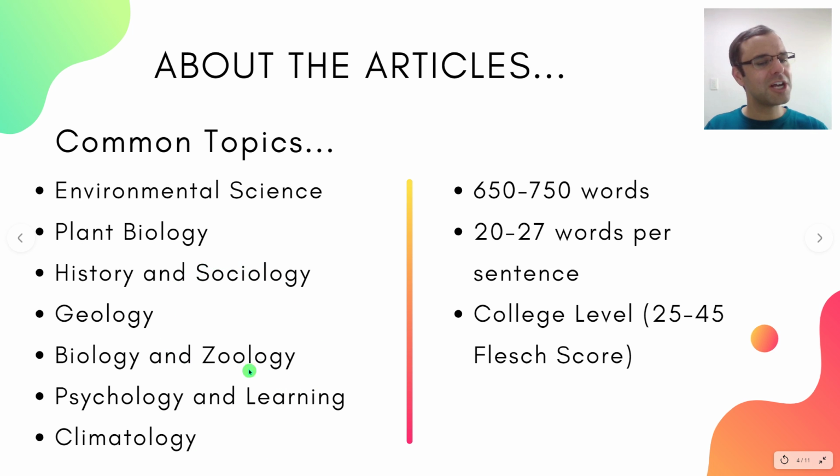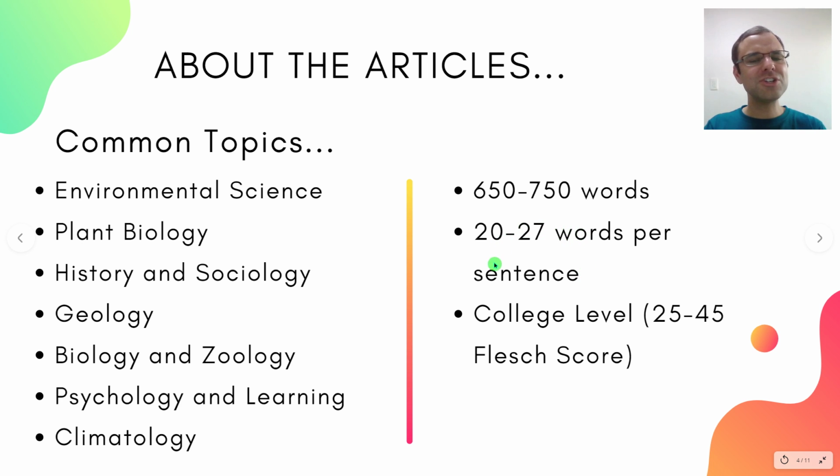On the left-hand side of the screen, I've listed some of the most common topics that appear in the reading section of the TOEFL. These are not the only topics you could get, but they are the most common topics, and they're ones that come up a lot if you look in the official practice tests published by ETS. Now, these articles are generally between 650 and 750 words, usually about 5 or 6 paragraphs. You're generally getting between 20 and 27 words per sentence.